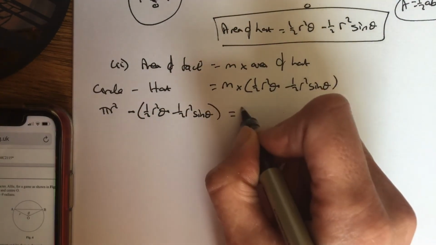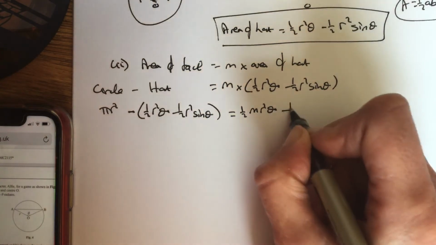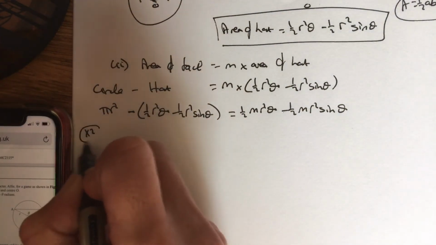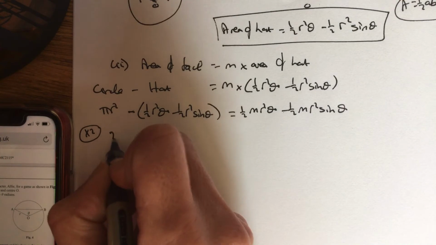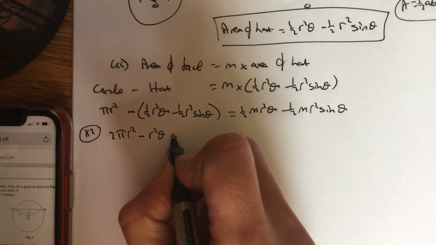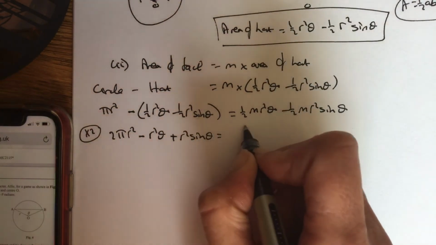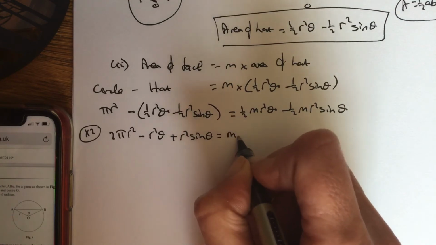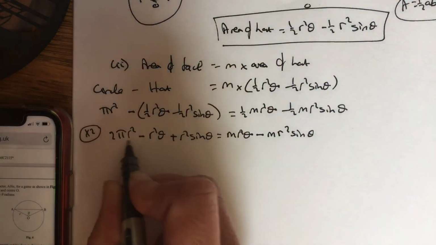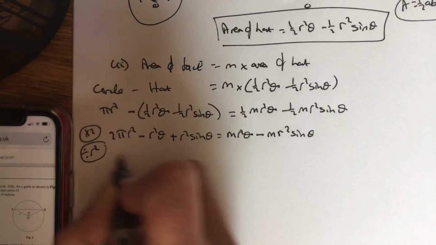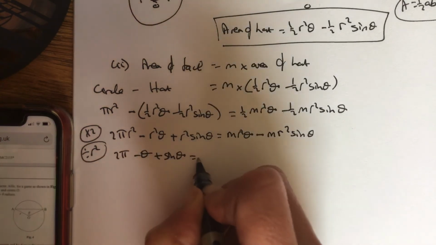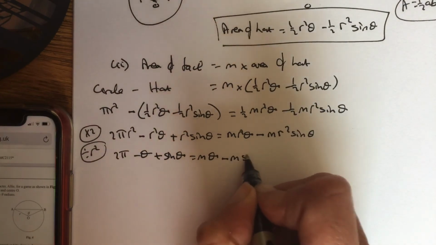I might as well take this m through at this stage. Half m r squared theta minus a half m r squared sine theta. There's a lot of halves, so I'm going to multiply everything by 2 just to make that a wee bit easier. So 2 pi r squared minus r squared theta. That becomes plus r squared sine theta equals, remember still multiplying everything by 2, so it's m r squared theta minus m r squared sine theta. I notice there's an r squared in everything, so I can divide everything by r squared. 2 pi minus theta plus sine theta equals m theta minus m sine theta.